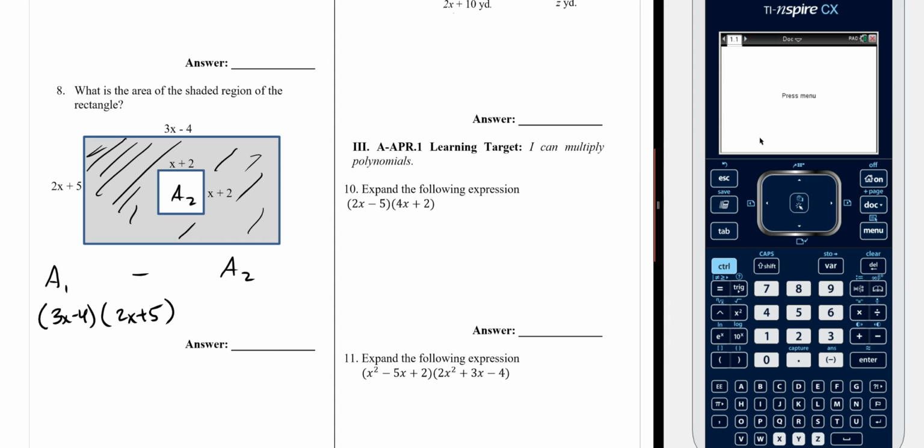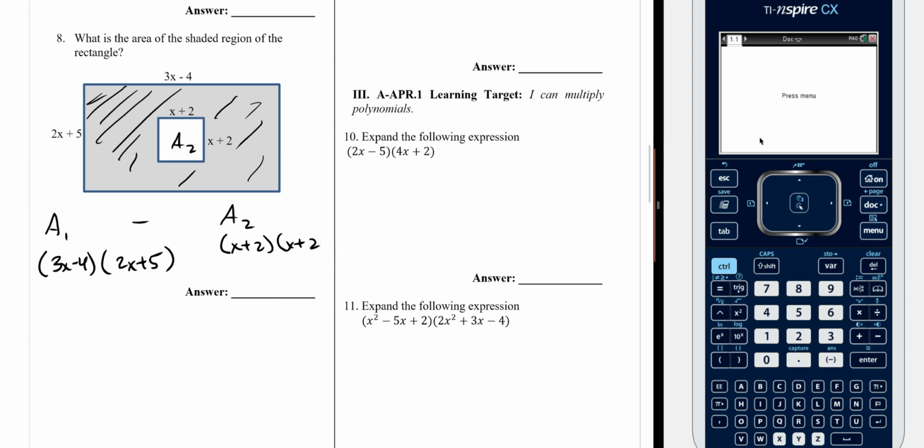And the area of the little box is x plus 2 times x plus 2. The way we're going to find the total area is to use one of our multiplication methods. I'm going to use the box. So we've got 3x minus 4, 2x, and 5. So when I multiply, I get 6x squared minus 8x plus 15x minus 20. So that's going to give me 6x squared plus 7x minus 20 for A1.